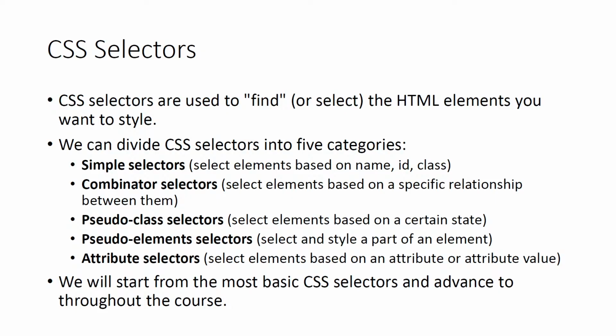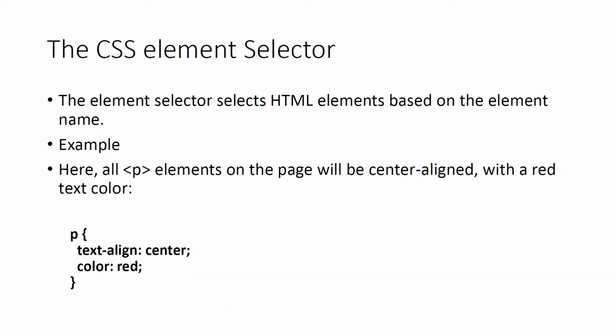So if its attribute has this kind of value, then we're going to add that particular style. So let's look at these selectors one by one. We're going to spend a lot of time on simple selectors, then the other combinator, the pseudo class, and then the pseudo elements, etc. are going to come in later.